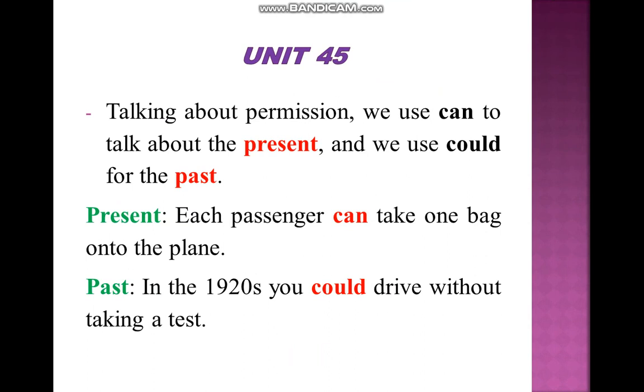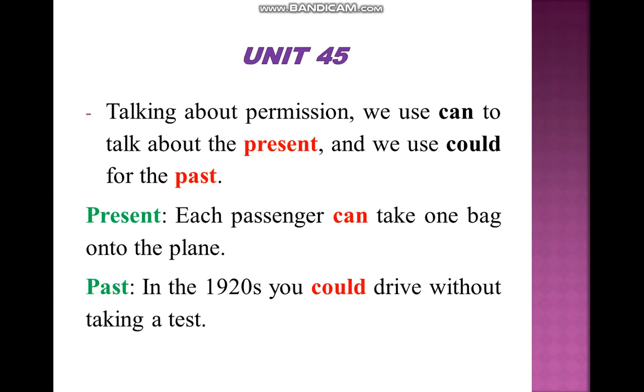Next. Talking about permission. Okay? When you want to talk about permission, you use can to talk about the present, and we use could for the past. Okay? For example, each passenger can take 1 bag onto the plane. Okay? We are talking about permission in the present. Each passenger can carry one bag onto the plane. Okay, onto the plane, not into, onto.